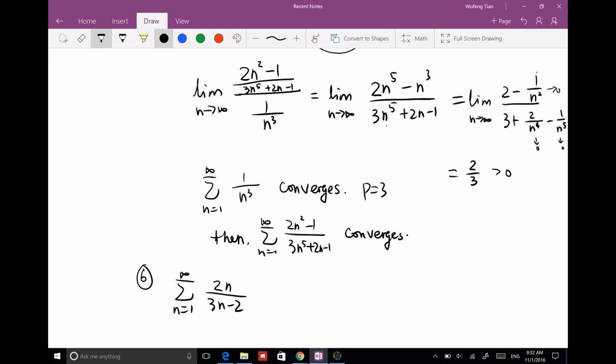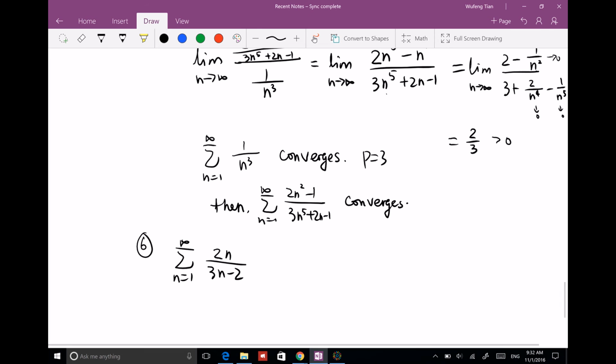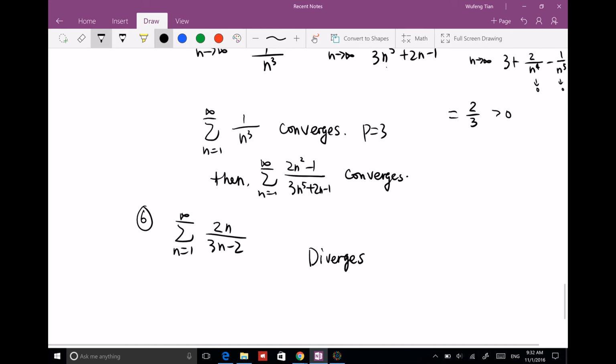Alright, I'm going to call a student here. Jasper, what do you think? Does it converge or diverge? It diverges. Because? If you compare it with 2/3, which diverges. Well, you mean, okay, yeah, you can use a comparison test, compare with this. And since this one diverges, okay, it's good, it diverges.